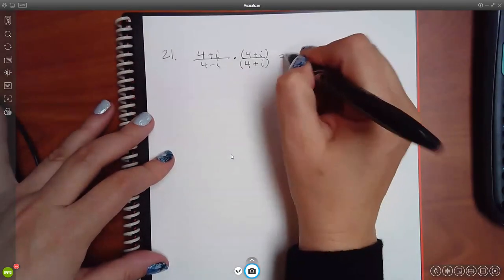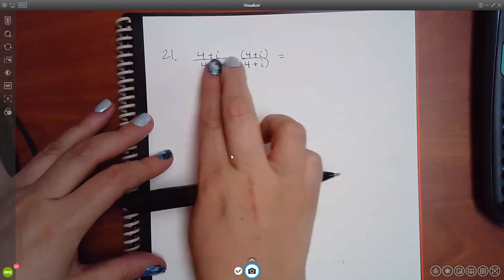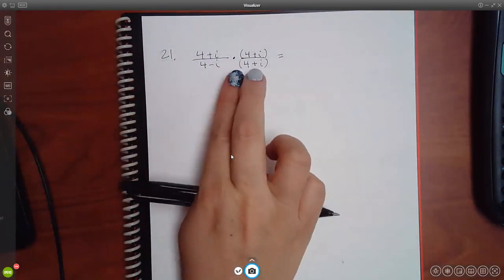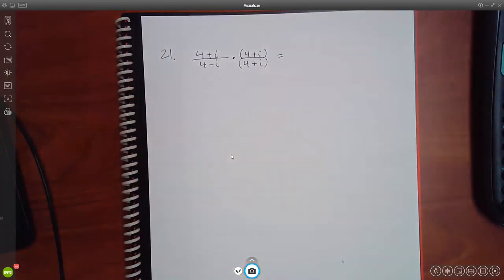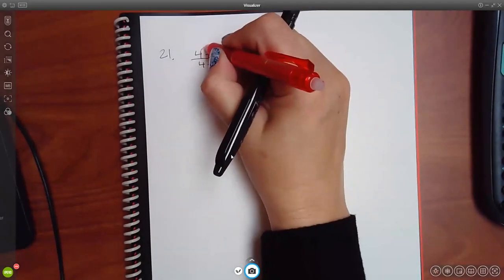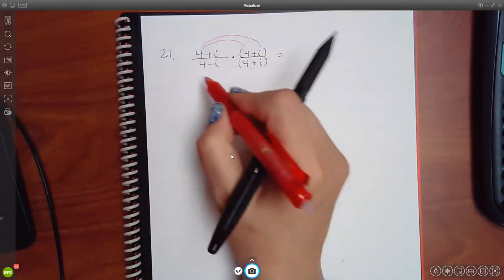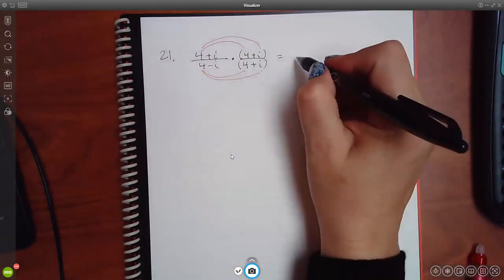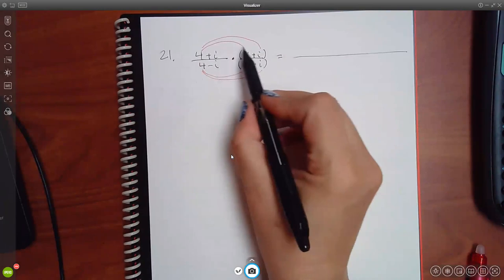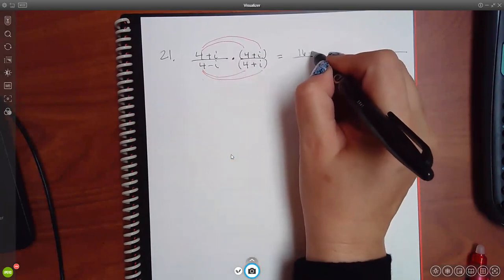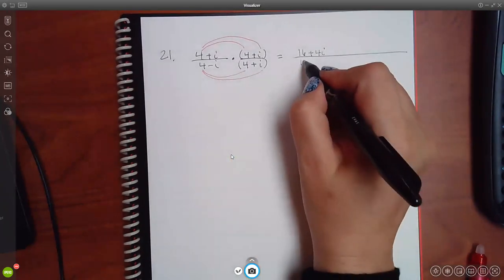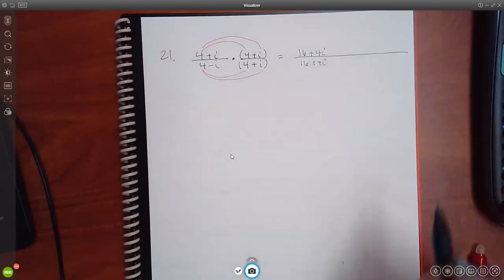But because I'm going to have 2 terms times 2 terms at the top, and 2 terms times 2 terms at the bottom, you have to do the foiling, or the distributing. So you take this 4 and distribute it in the top, and take this 4 and distribute it at the bottom. Eventually I'll go to the i's next. But for the 4, I'm going to get 16 and positive 4i. At the bottom, I'm going to get 16 and positive 4i as well.